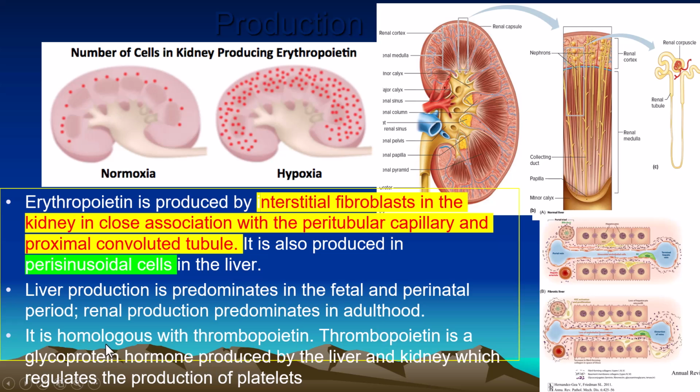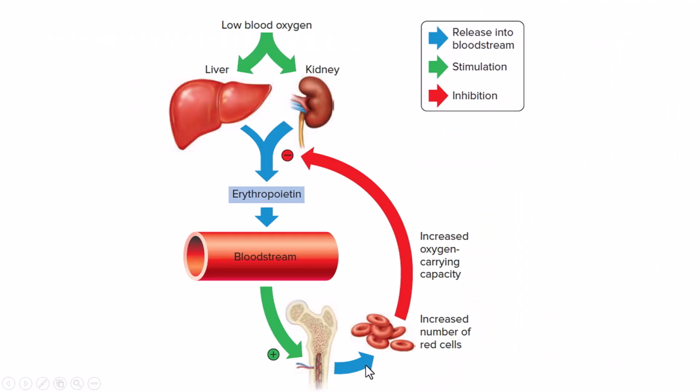Erythropoietin is homologous with thrombopoietin. Thrombopoietin is also a hormone and it is responsible for the production of platelets. And this is also secreted by the kidney and liver. Platelets are produced from the megakaryocytes, and this thrombopoietin acts on megakaryocytes and produces platelets.